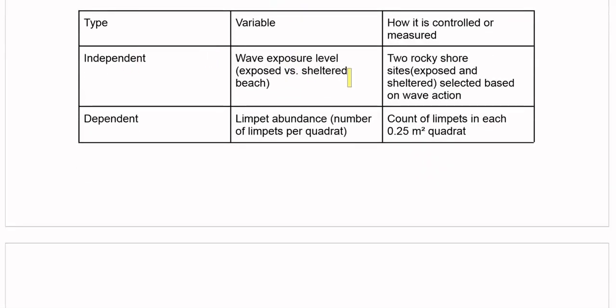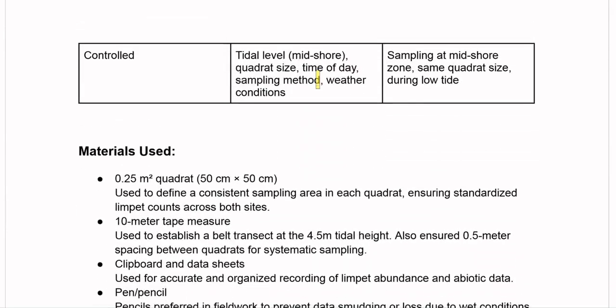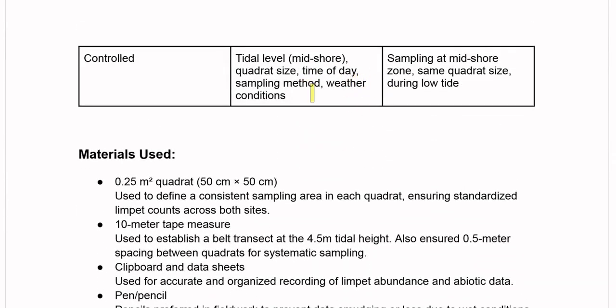Your independent variable is good, but again, add in the wave exposure values. Controlled variables here, you could also add in the fact that the substrate, the rock types, were similar.